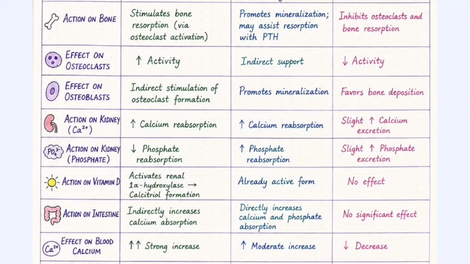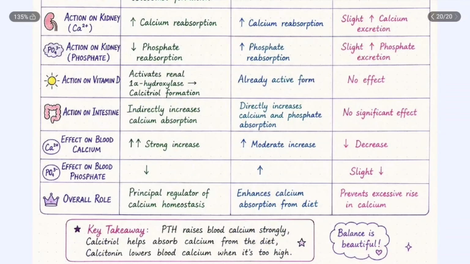Action on intestine. Parathyroid hormone indirectly increases calcium absorption. Calcitriol directly increases calcium and phosphate absorption. Calcitonin has no significant effect. Effect on blood calcium. Parathyroid hormone increases the blood calcium level strongly. Calcitriol moderately increases it and calcitonin decreases the blood calcium level. Now, effects on blood phosphate level. Parathyroid hormone decreases the blood phosphate level. Vitamin D or calcitriol increases the blood phosphate level and calcitonin slightly decreases the blood phosphate level.